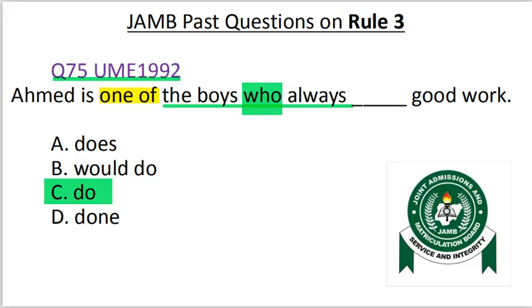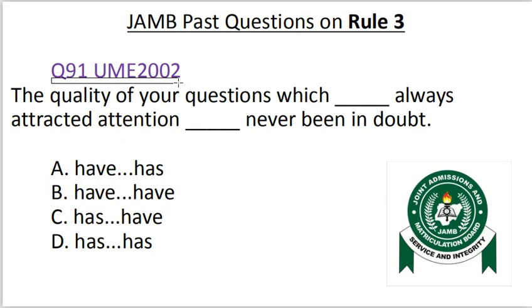Question 91, UTME 2002. The quality of your questions which dash always attracted attention dash never be in doubt. A. Have, has. B. Have. C. Has, have. D. Has.